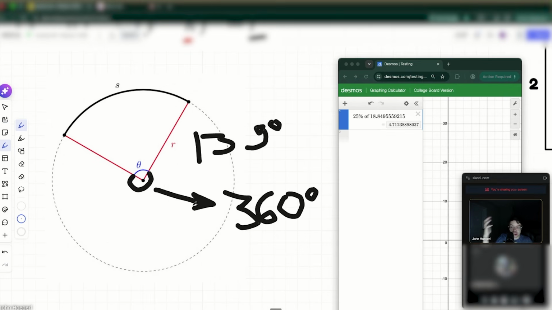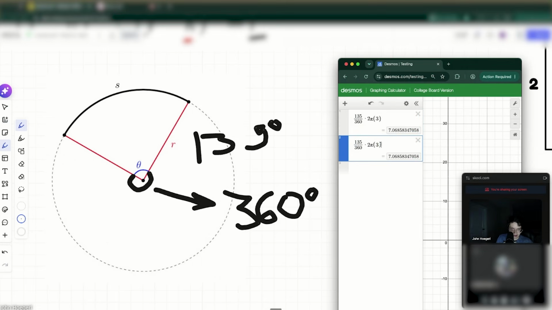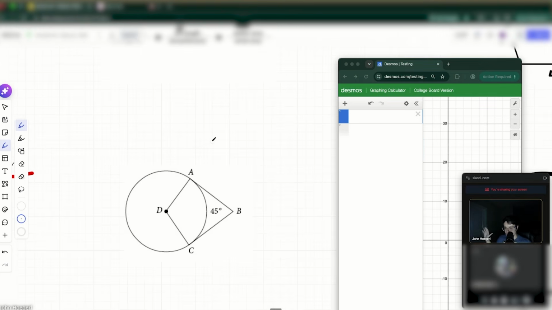Keep in mind, 360 degrees is the total amount of degrees in a circle. So if your friend ate 135 degrees, the logical thing we can just say here is 135 divided by 360, and then multiply that by the circumference, which would be, let's say, 2 pi times 3. So that is the amount of pizza. And if I want to do the area again, I could just do pi times 3 squared. These are just random rules that might appear in the SAT.